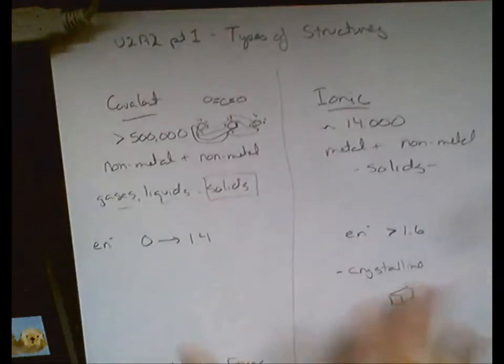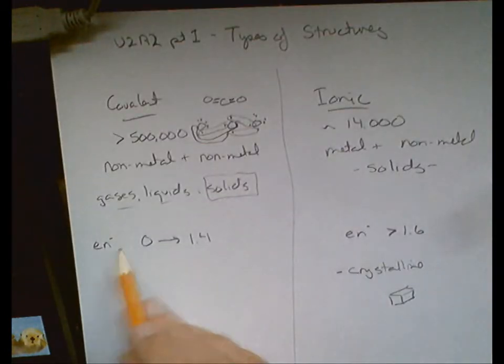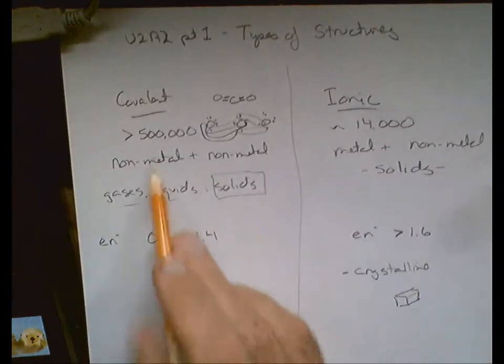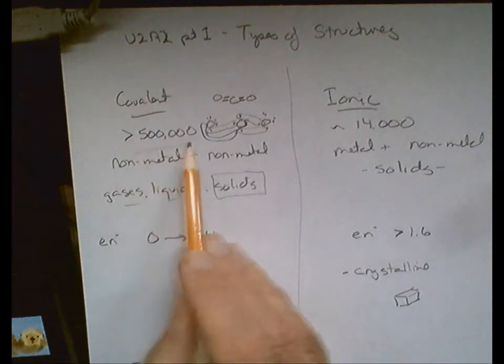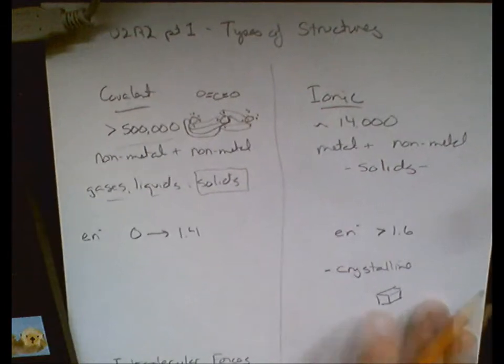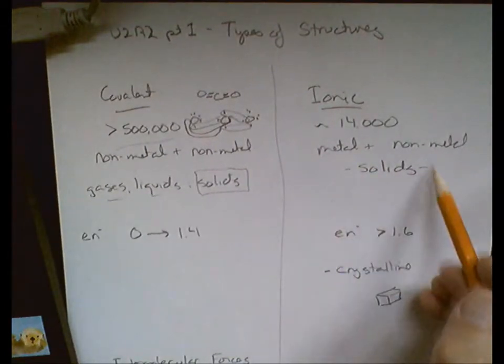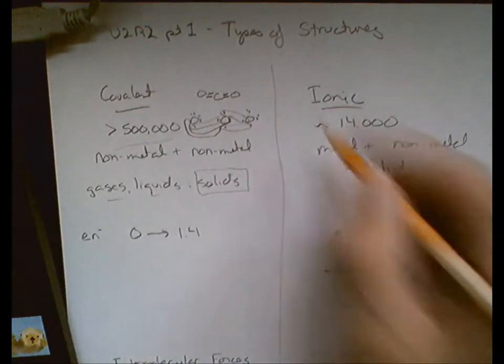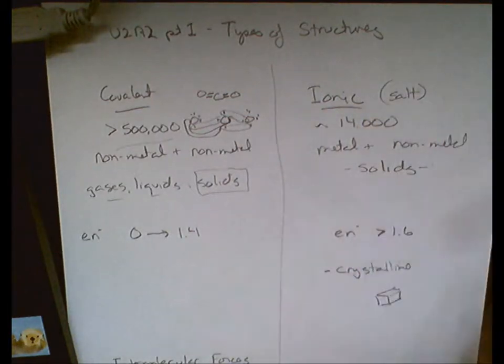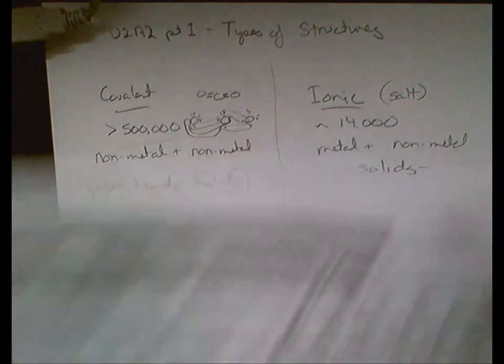Now, before I start talking about what says En here, electronegativity, I'm going to go over to the ionic things. Where covalent structures, where there's tons of them, more than 500,000, and they're nonmetals bonded to nonmetals. Ionic structures are metals bonded to nonmetals. These are also called salts. So the most common salt that we would think of is NaCl.